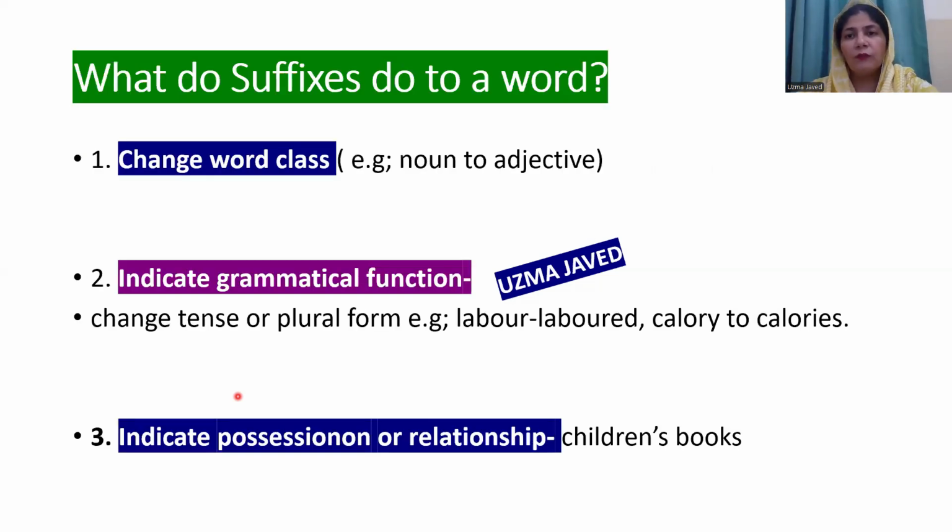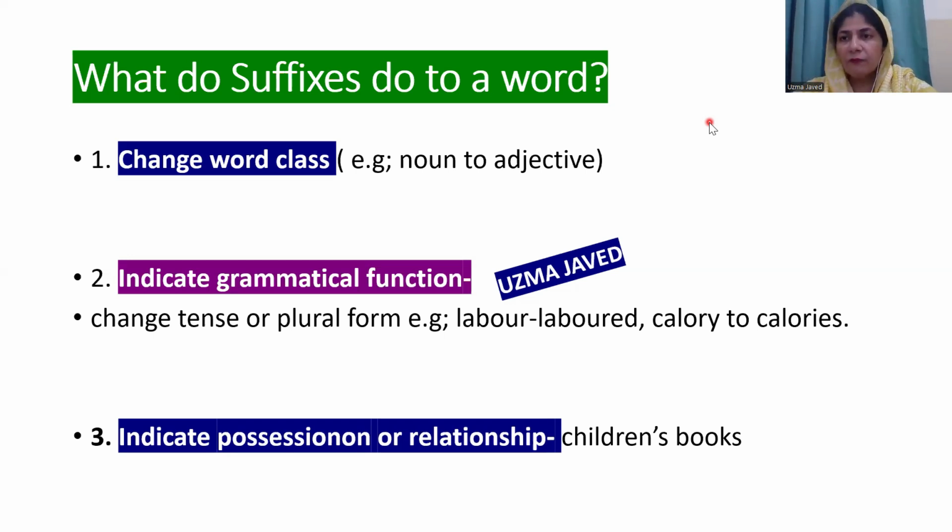So, first of all, we will be looking at the suffixes. What do suffixes do to a word? Number one, they change the form of the word. If the word is a noun, they can change it into an adjective. For example, if the word is happiness, and I want to make it a suffix, I can change the form of the word, I can make it happy. If the word is happy, I can change it into happiness. So we can make these changes with the help of suffixes.